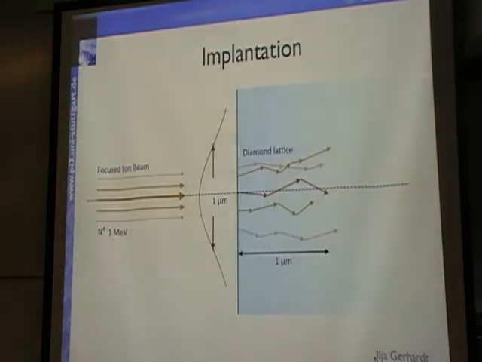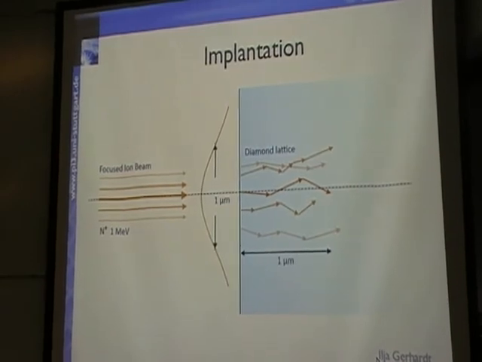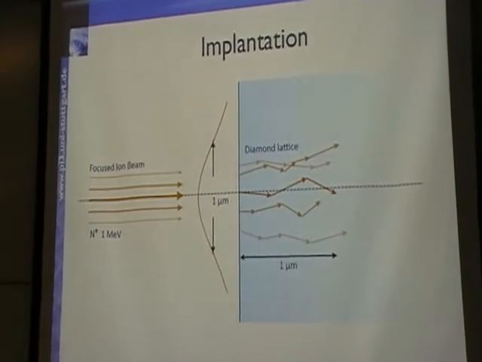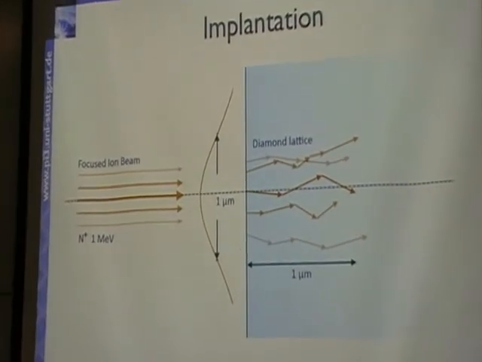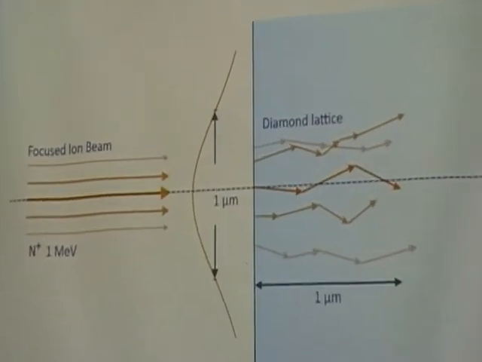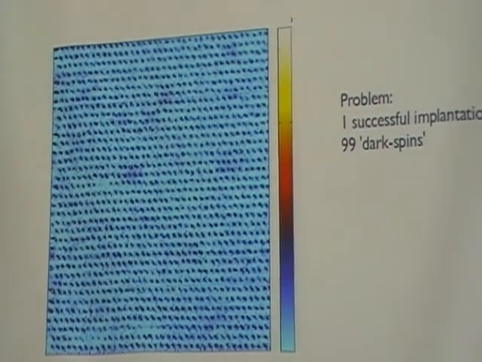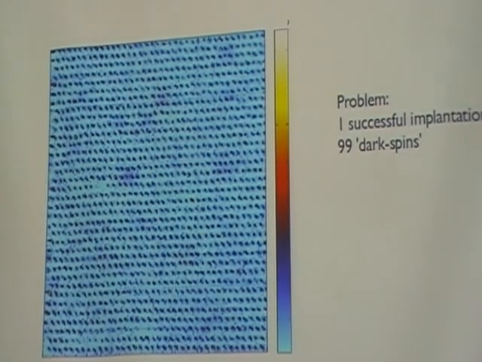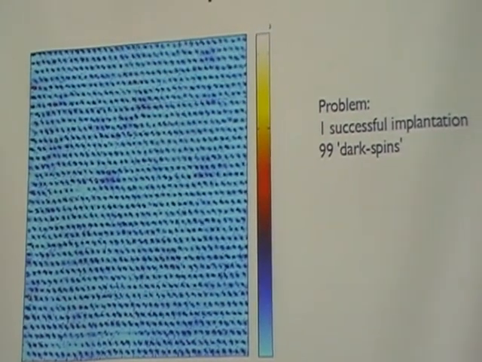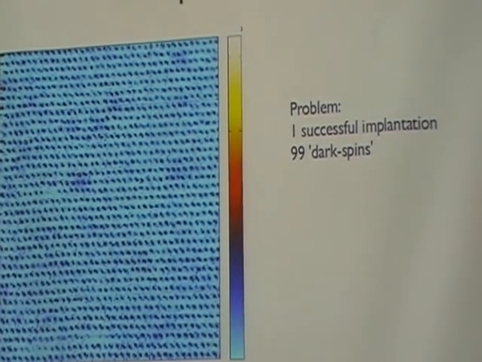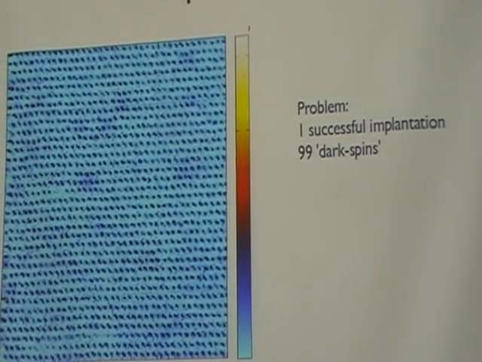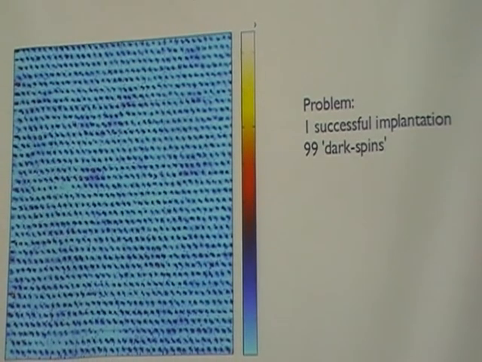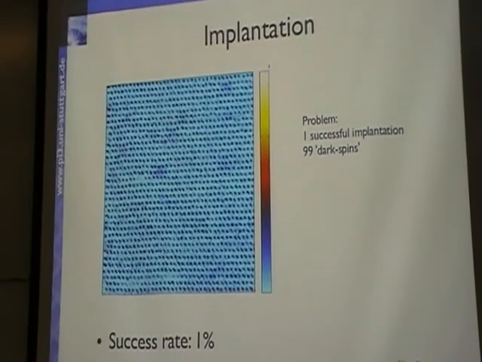So for this implantation, this is the normal way you have it. You have a kind of focused ion beam of N plus here, and this goes into the diamond lattice, and this scatters all around. So we do not know exactly where this goes. And the really crucial point is that we have a success rate of 1%. So we have to send 100 nitrogen atoms to get one single NV minus center, which is actually fluorescent.